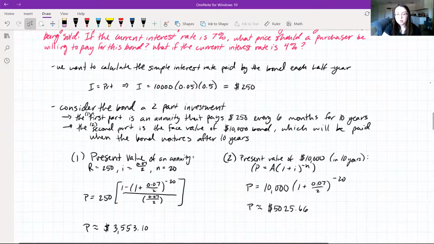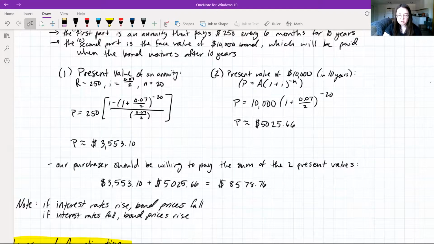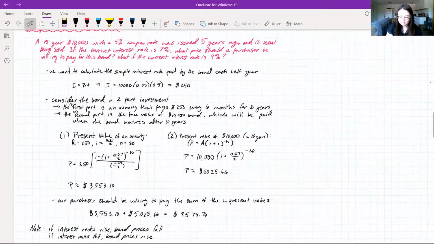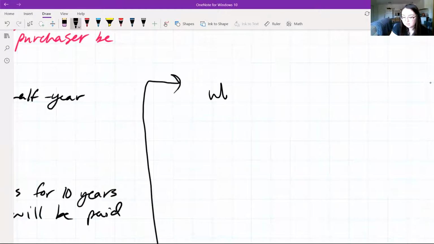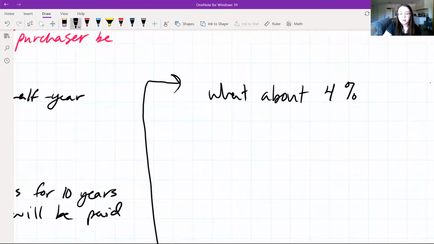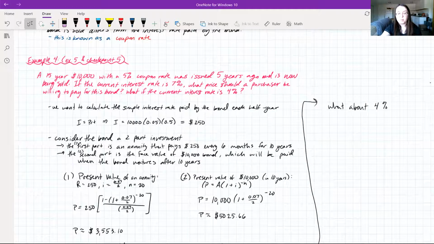Now we also want to know what if the current interest rate was 4% instead of 7%? And we definitely ran out of room, so we're gonna pull the rest of our question over here. We're going to ask, what about 4%? Because what we saw here was that initial interest on our $10,000 bond was 5%. So the bank bought the bond at a 5% coupon rate, and now it has interest that is different, and this is going to be the interest paid by the purchaser.